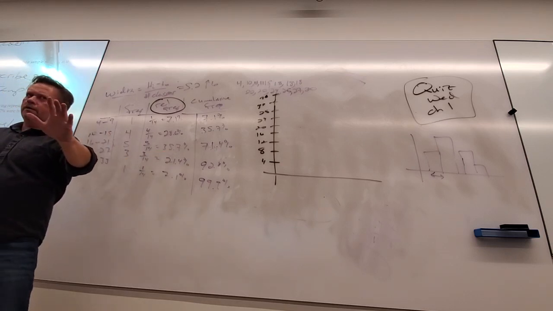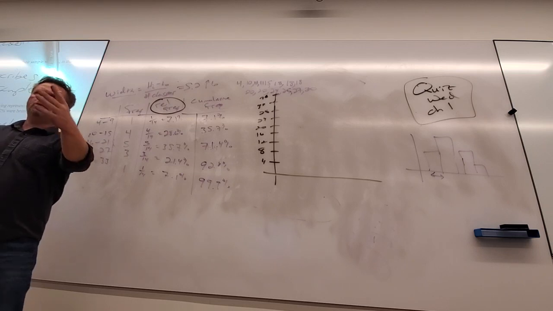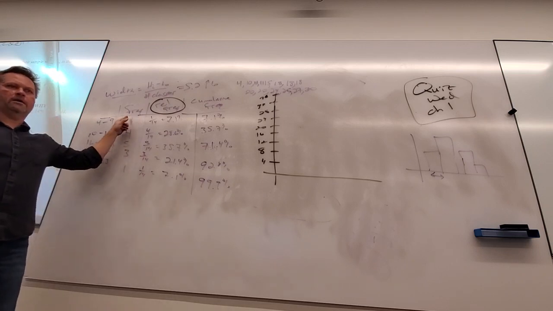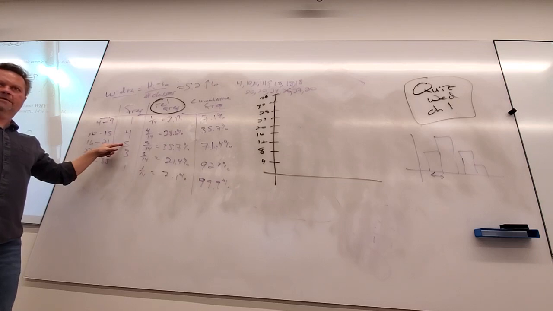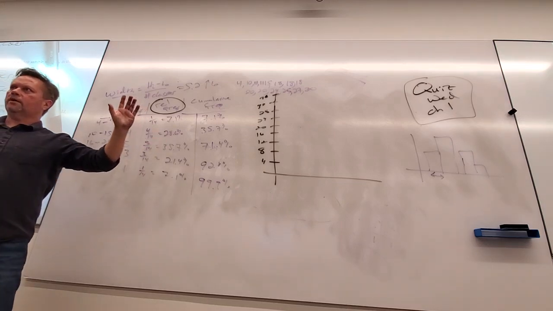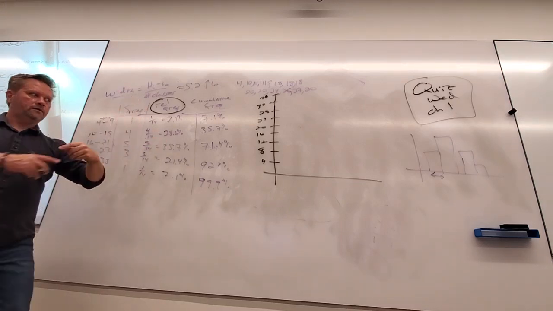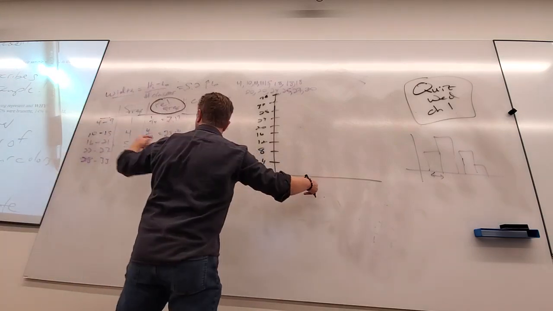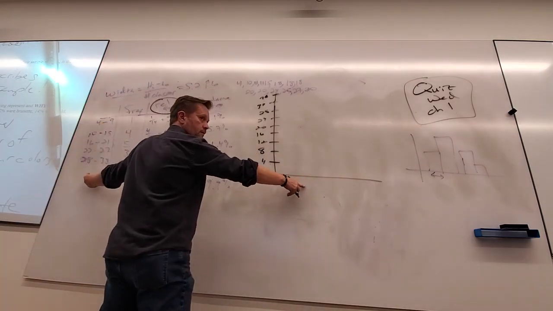How's everybody doing so far? If I wanted a frequency histogram, that would have been easy. 1, 2, 3, 4, 5. But I chose this one because of you. Okay. So this axis should be the classes.